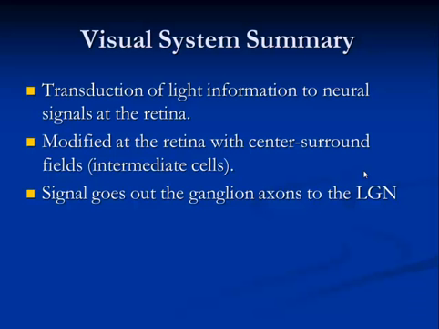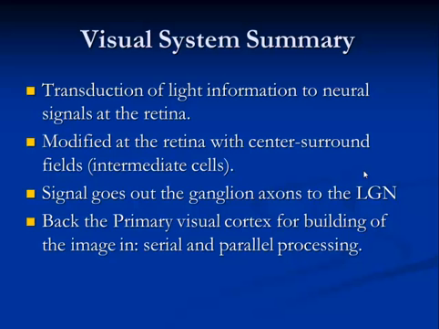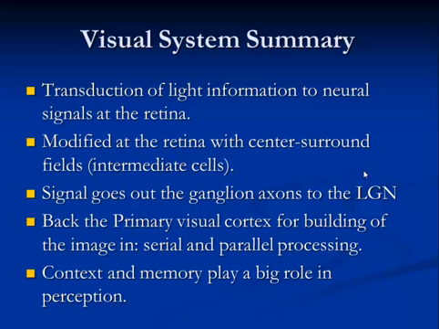Signals go back to the LGN, and we're going to talk about the LGN in future lectures, when we talk about emotions and a few other things. But that's kind of a way station for information. The ganglion cells from the retina go to the LGN. The information from the LGN then goes to the primary visual cortex. The primary visual cortex builds up that image, lines and edges and angles and motion, and it does it both in one direction and in a parallel back and forth to modify, and to keep in mind that context and memory play a big role in what you actually perceive.